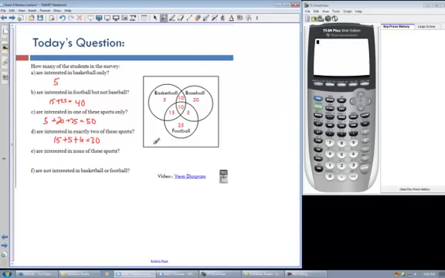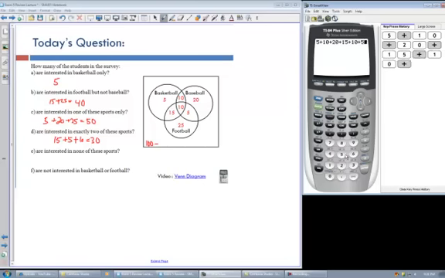Are interested in none of these sports. And so now here I have to do a little bit of work. So 100 people total were surveyed, and I take off the combined total of these numbers. So 5 plus 10 plus 20 plus 15 plus 10 plus 5 plus 25. So the total is 90. So 100 minus 90, which gives me 10 people. And so 10 people aren't interested in any of these sports.